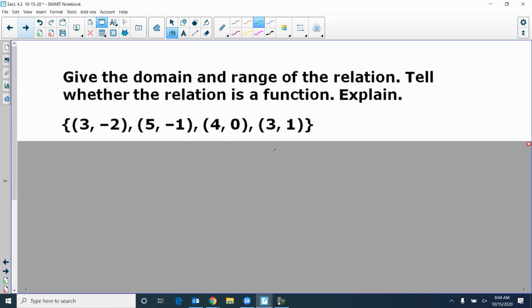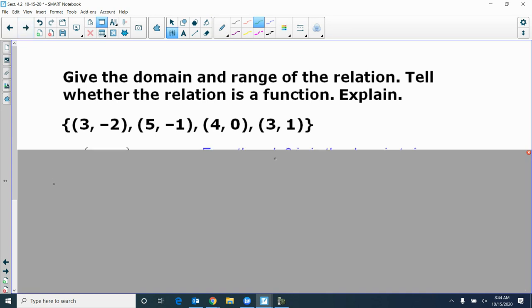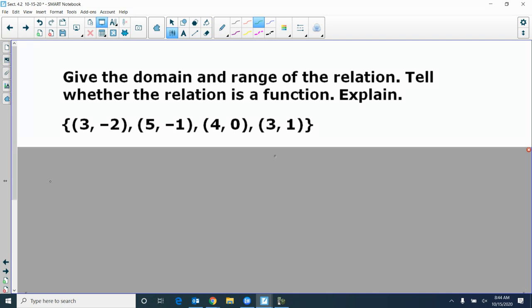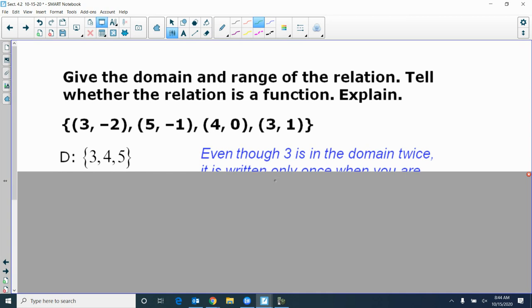And we talked about this a little bit, but now we got to add parts. So this is the far one on the left. It says give the domain and range of the relation. Tell whether the relation is a function. All right, the domain is the x values in order from smallest to greatest. So looking at the domain, what's in there, Christian? 3, 4, and 5. Okay, so under domain, put 3, 4, and 5.